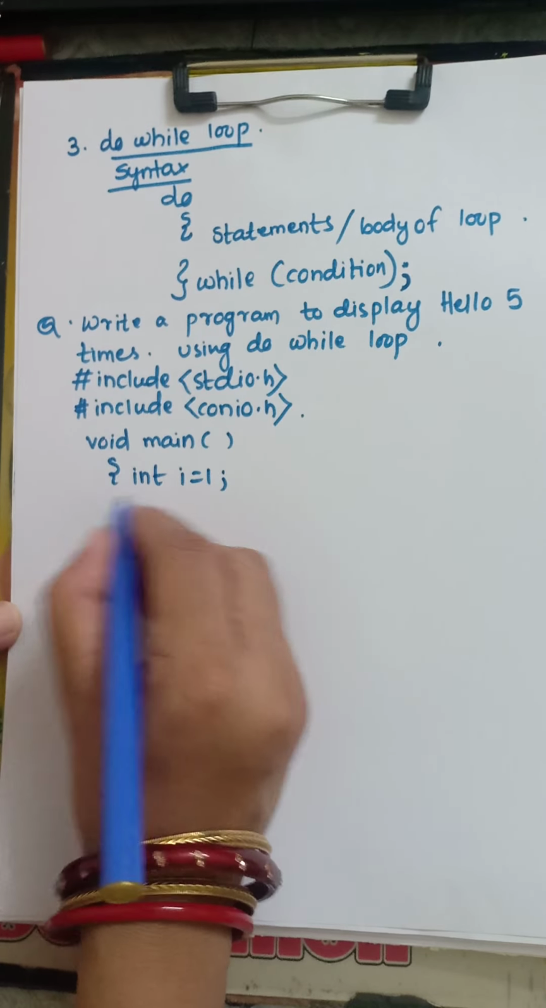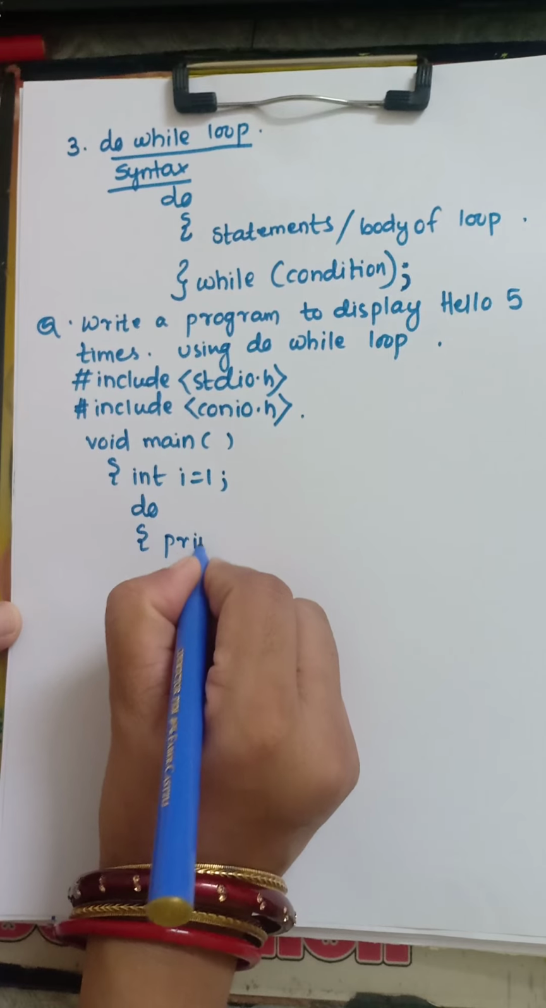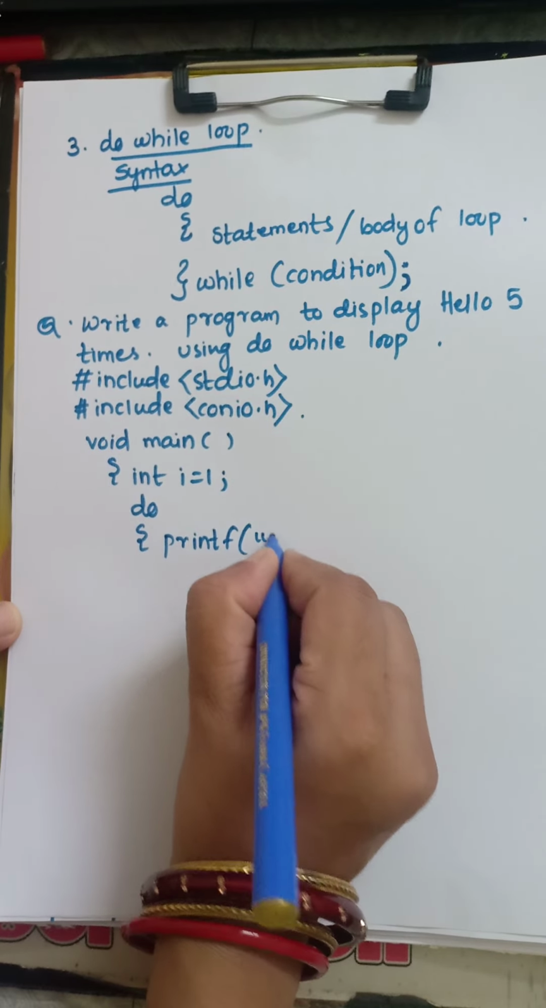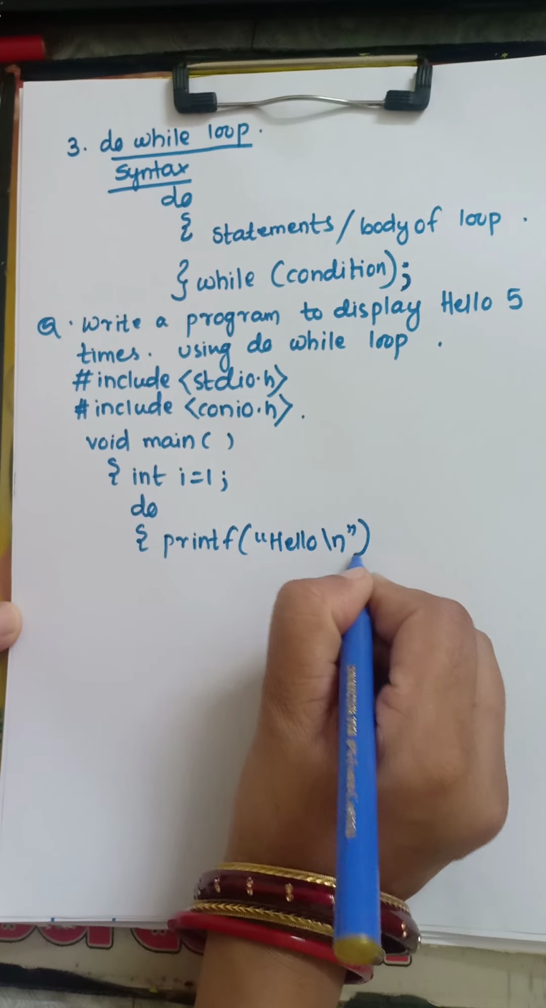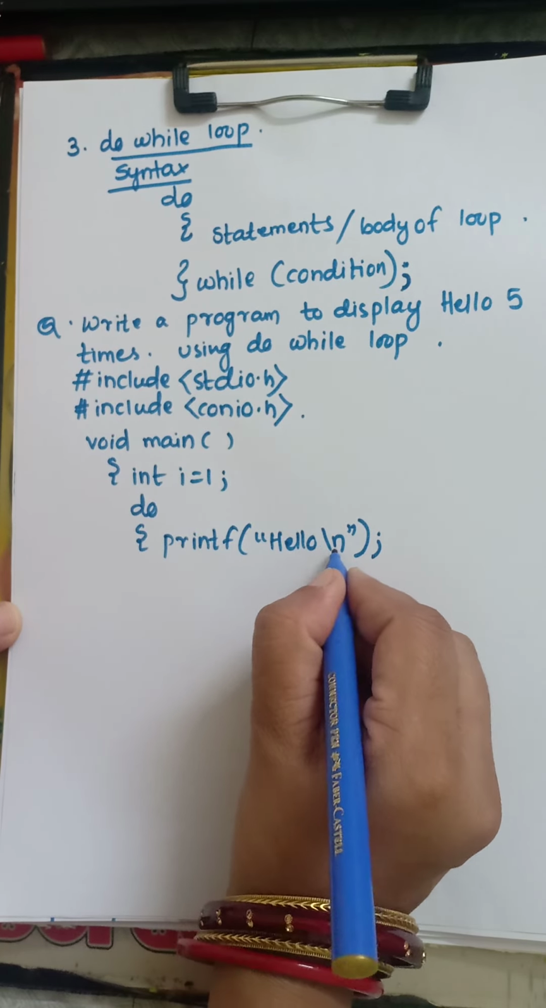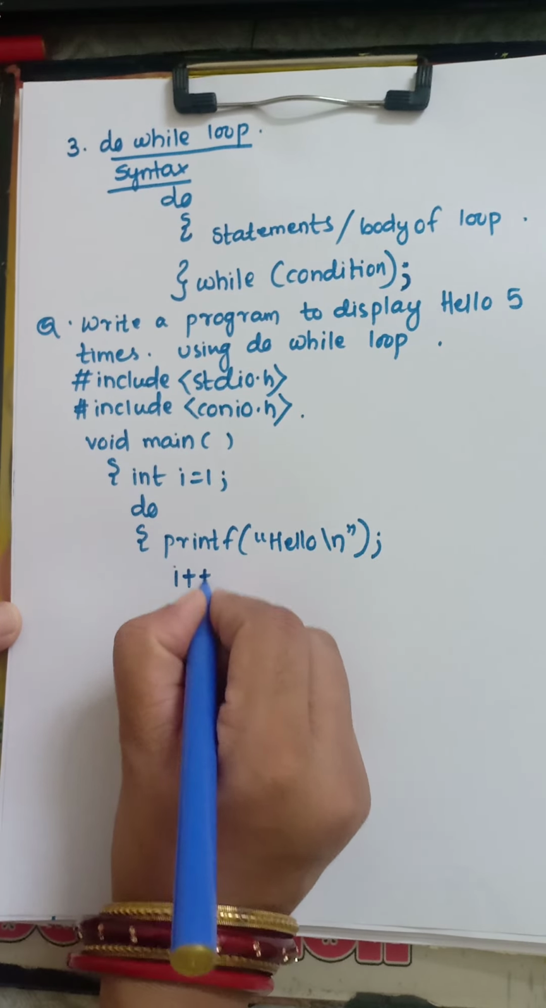i equals 1. Here we initialize. Next we write 2. Then printf. We have to display hello here, and here we use \n. Then our first hello is displayed. Then in the next line another hello is displayed. Next, in the next line, another hello is displayed.